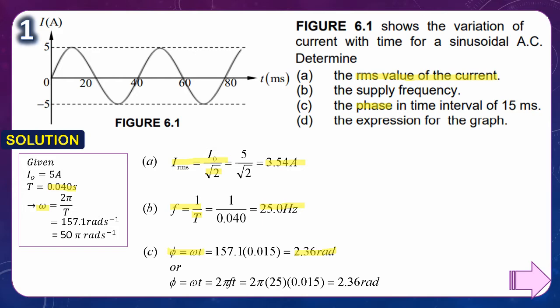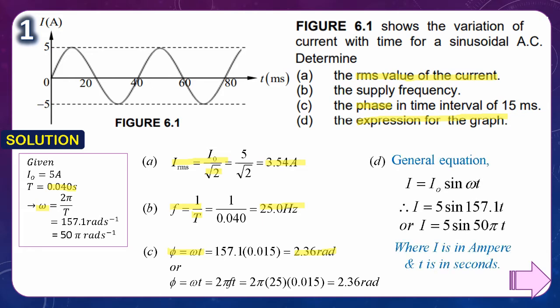And lastly, to write down the expression for the graph, first you need to identify the general equation for the current versus time graph, which is I is equal to I naught sine omega t. From this general equation, you need to substitute the I naught and omega. I naught is given to us as 5 ampere from the graph, and the omega that we have calculated is 50 pi radian per second.